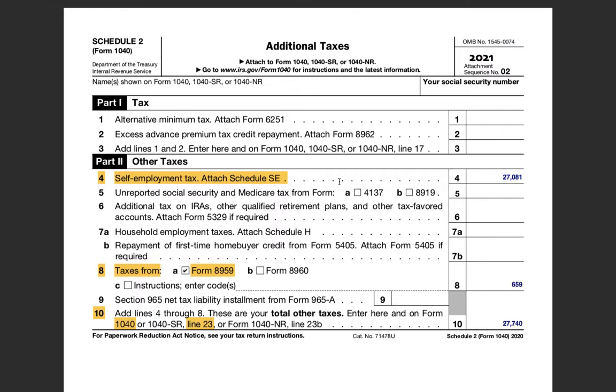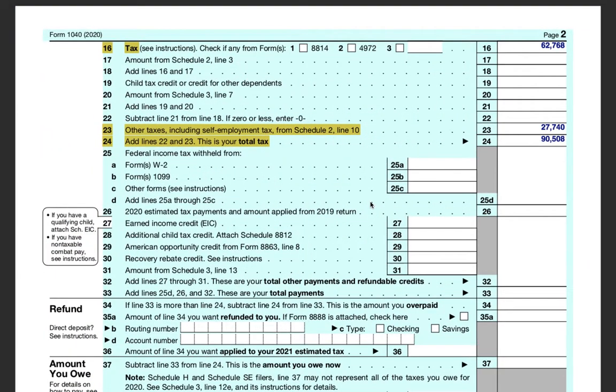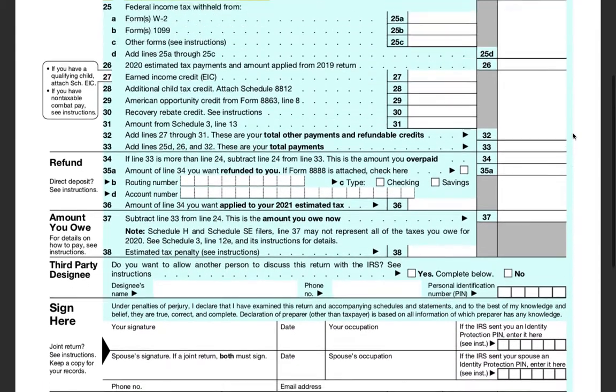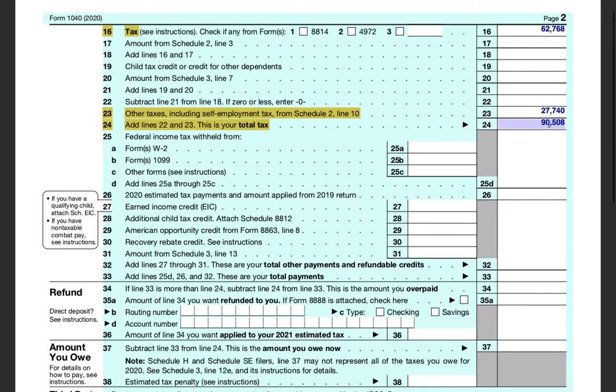This one is going to go to the 1040, line 23. Let's go back to 1040, line 23. Other tax including self-employment from Schedule 2, line 10. So we get 29,740. You add these two together, and you will get your total tax of $90,508.